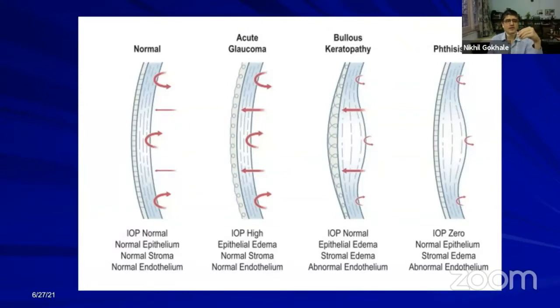In the normal cornea, there is the endothelial pump, which is very active. In patients with raised pressure, the pump is active, but you see epithelial edema. In patients with bullous keratopathy, where the pump fails, you will have corneal stromal and epithelial edema. And in patients where there is hypotony and the pump is inactive, you will just get stromal edema, but no epithelial edema.